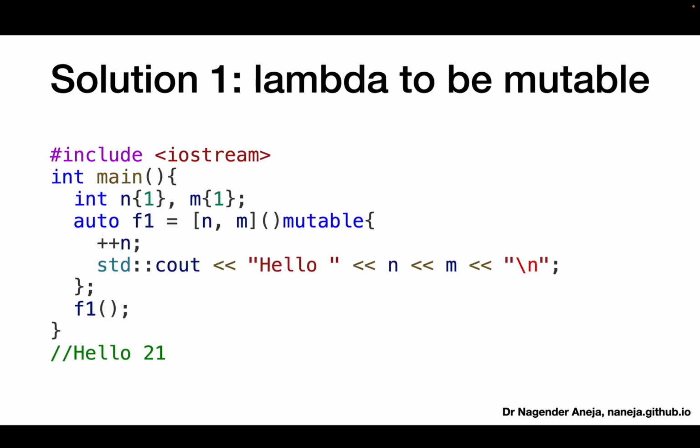But if you want it mutable, you need to explicitly say so. That's solution one. You say n, m, and mark the lambda as mutable. So any variable you passed in the capture can be modified. You can increment this and have these updated values, and you will see the updated value of n. So that's one way: you can declare the lambda mutable, so it can modify.